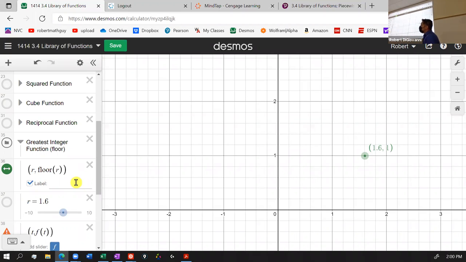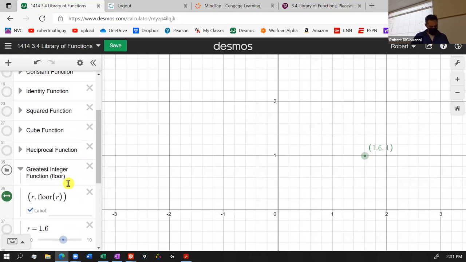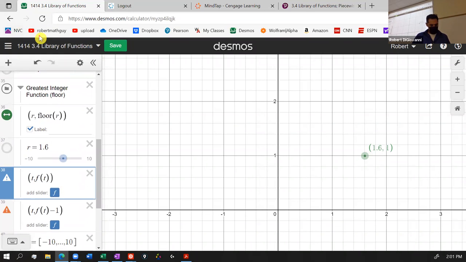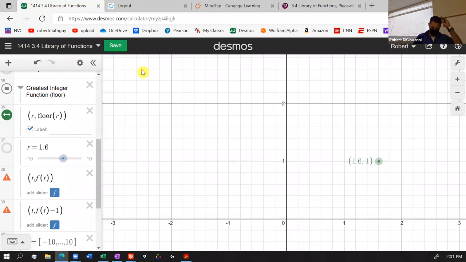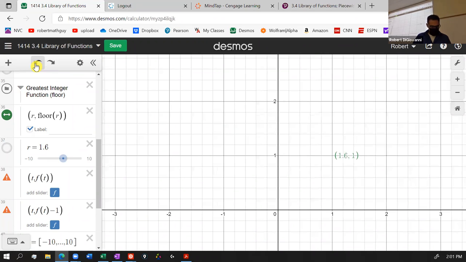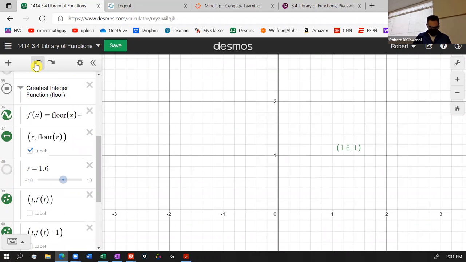What's that? Because when you get to that number, like when you get to one, you have to jump up. Let me bring it back up here. I accidentally did something that messed something up. How do I undo? Oh, there it is. Never find that.